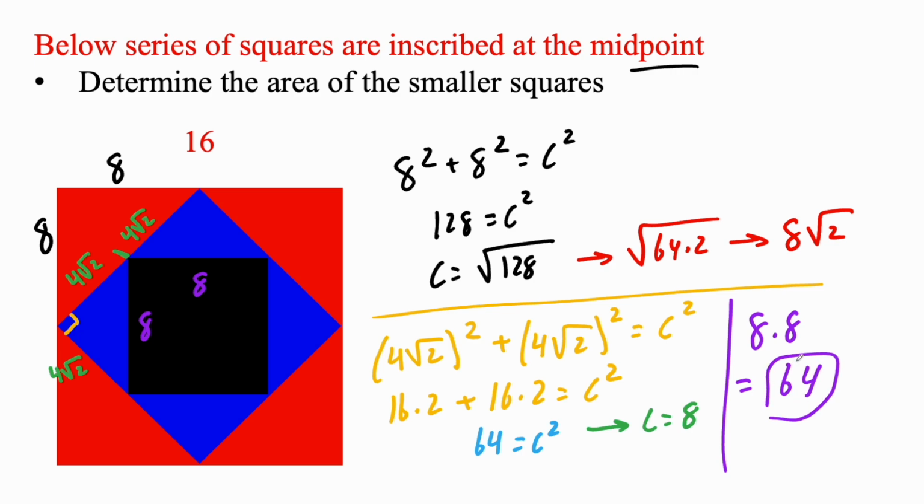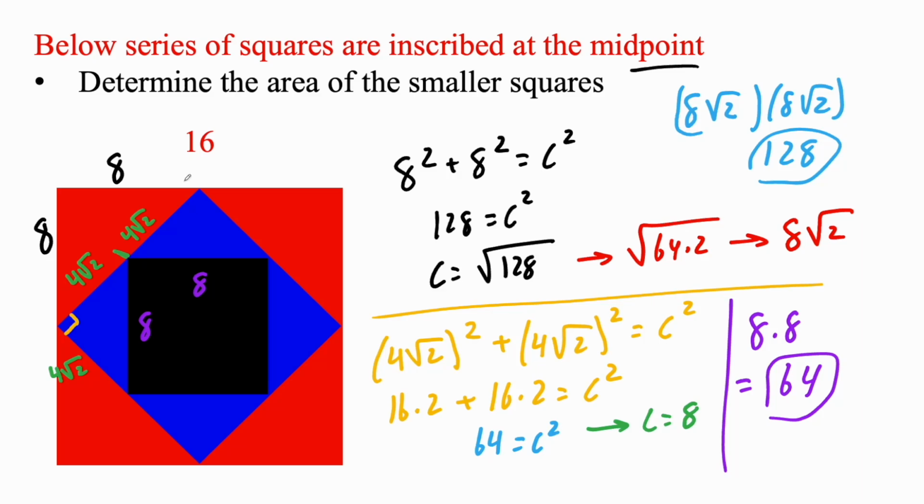But let's make some observations. So the black one is 64. Now the blue one we can also do. We know the blue one length was 8 square root of 2. So if we do 8 square root of 2 times 8 square root of 2, we're going to get 8 times 8 is 64, and the square root of 2 times the square root of 2 gives you 2. So we have 64 times 2, so 128. So we see that the blue one is double of the black one.